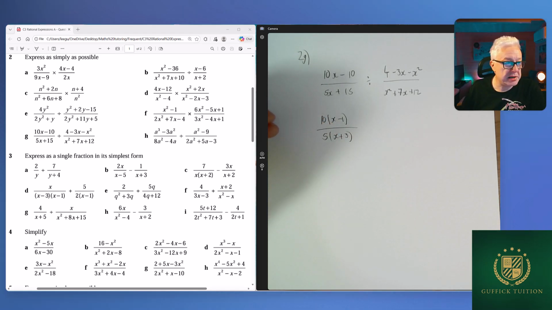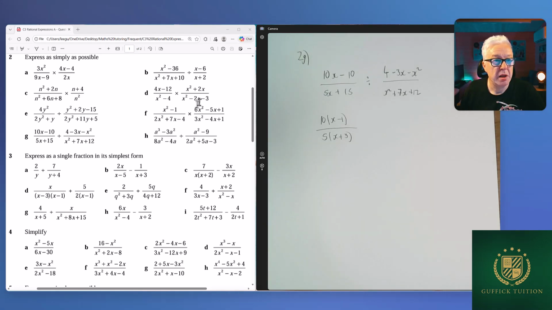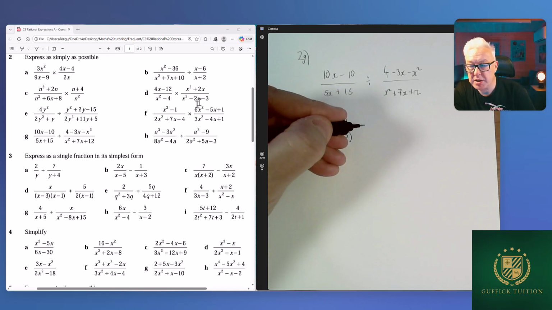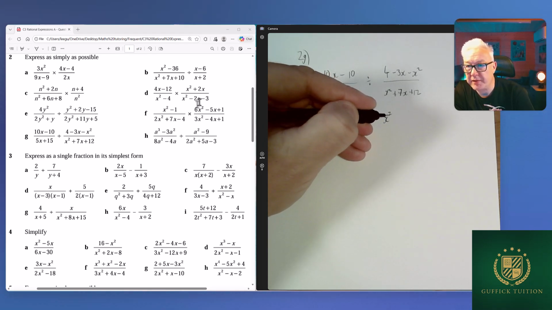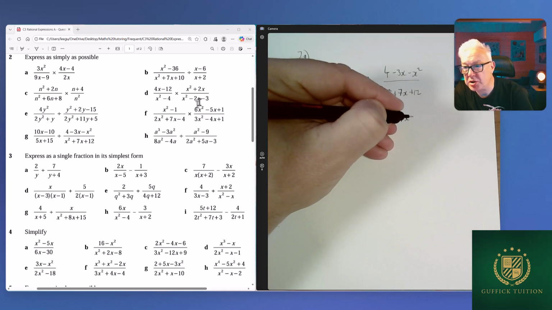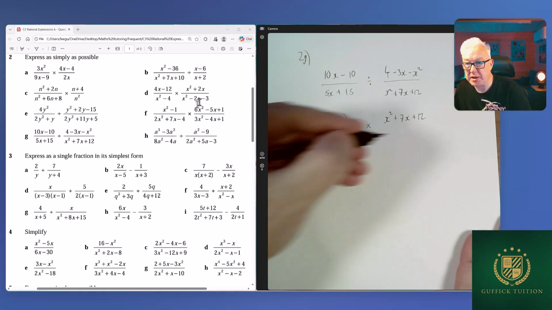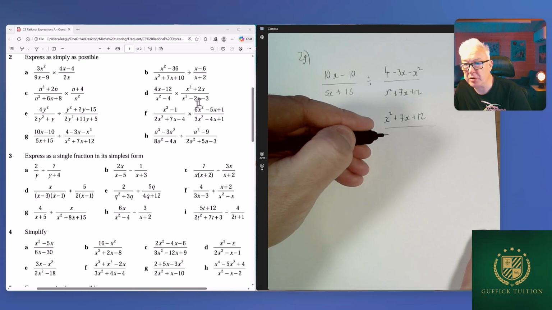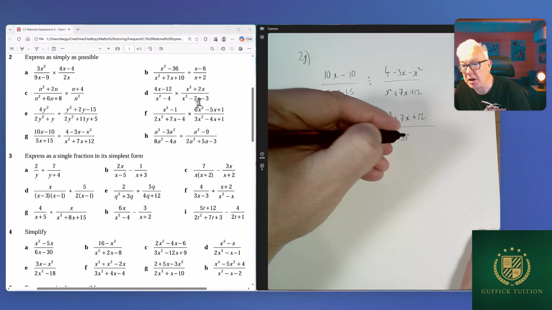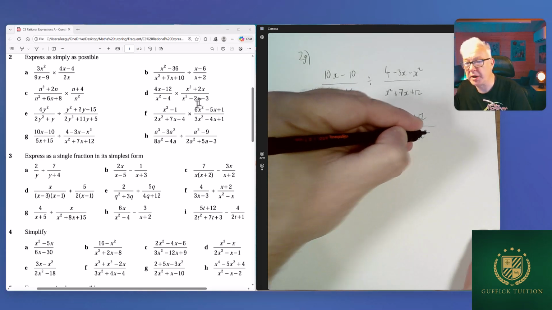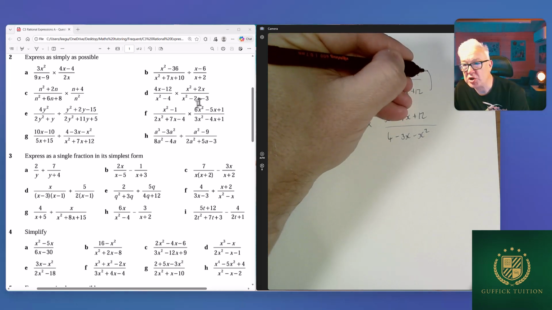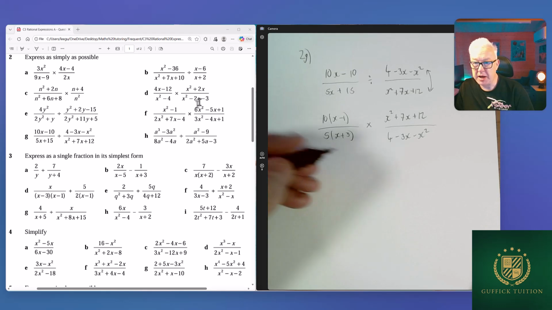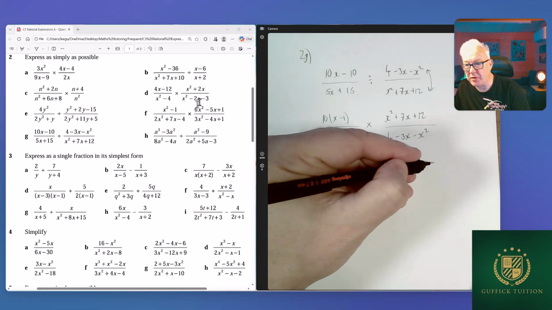Now, the next thing that I need to think about is the fact that we have a divide here. So I can change that into a multiply and I can flip the fraction over here. So basically I've changed the divide into a times and I've taken the reciprocal of the fraction over here on the right hand side. Okay, so we factorise the left hand side, we've flipped the fraction and we've changed the sign into a times. Now it's time to factorise the right hand side.